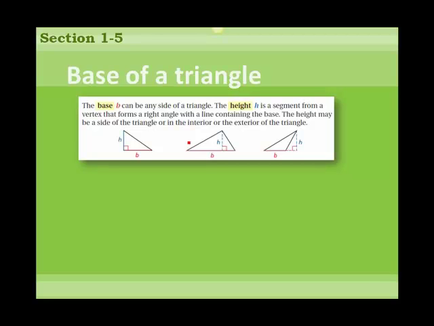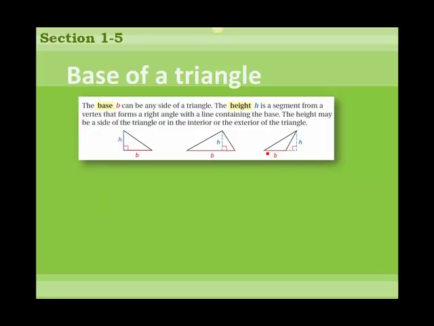And then the height is the segment that goes from the vertex and forms a right angle with the line containing the base. So here's one where, if you have the base here and you go from the vertex perpendicular to the base, or forming a right angle with the line containing the base, that is the height. Here, the height is on the inside of the triangle.